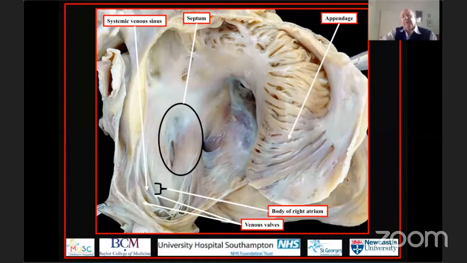And as you all know, the feature of the morphologically right appendage is that the pectinate muscles extend all the way around the vestibule of the tricuspid valve. And the vestibule is important because, like the systemic venous sinus, the body, it is smooth walled. So we distinguish the pectinated appendage from the smooth walls of the remainder of the atrial chamber.